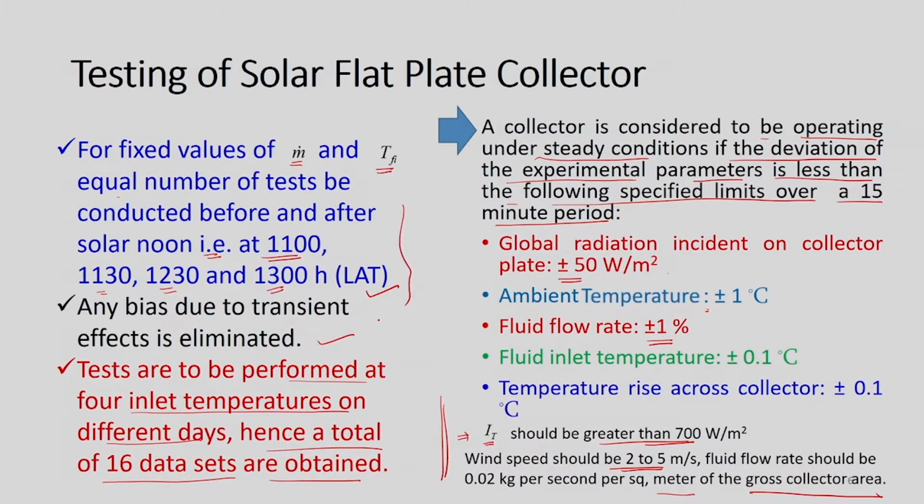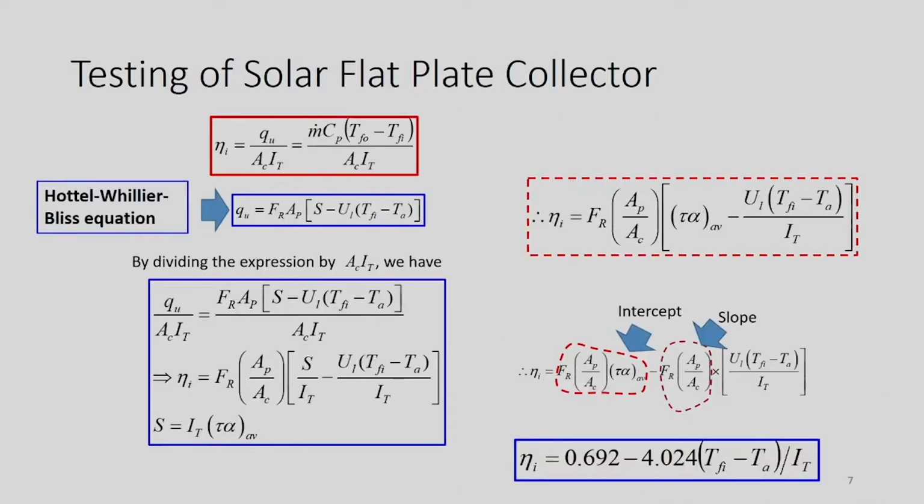Now, if I am interested to know the efficiency of the collector, then straight away you can use this expression, eta_i = Q_U / (A_C × I_T). Q_U is the useful heat gain, A_C is the collector area, and I_T is the total solar radiation which is falling on the collector. And Q_U is nothing but m, the mass of the fluid which is flowing, and C_p is the specific heat of the fluid, times fluid outlet temperature minus fluid inlet temperature.